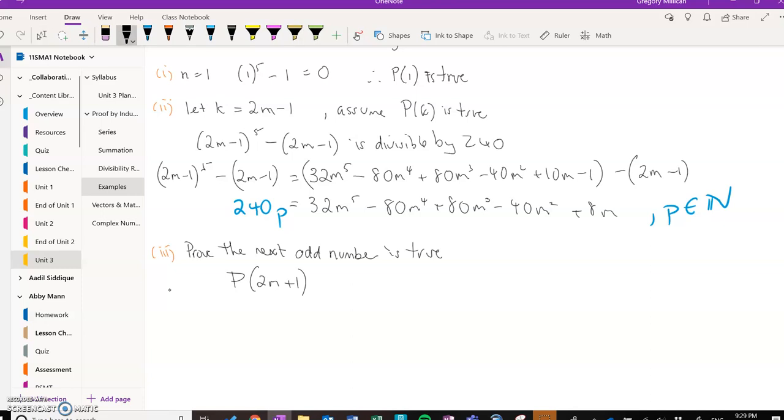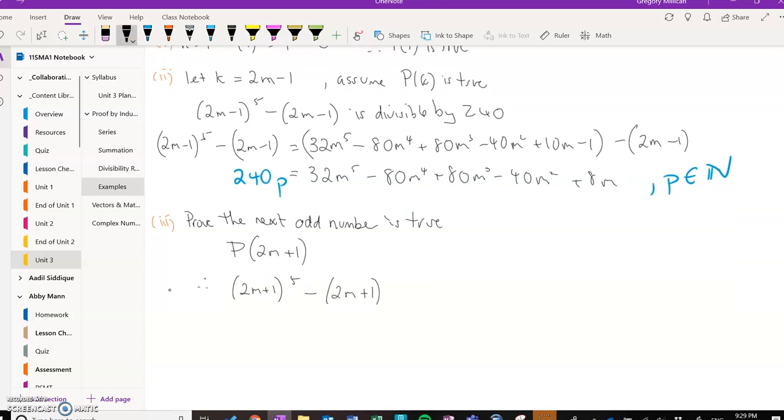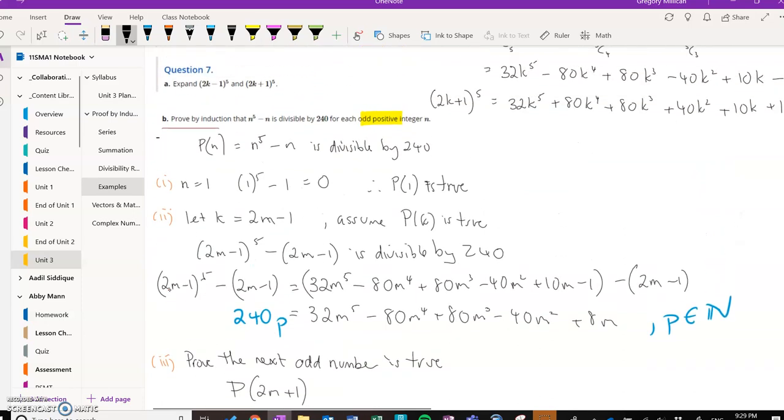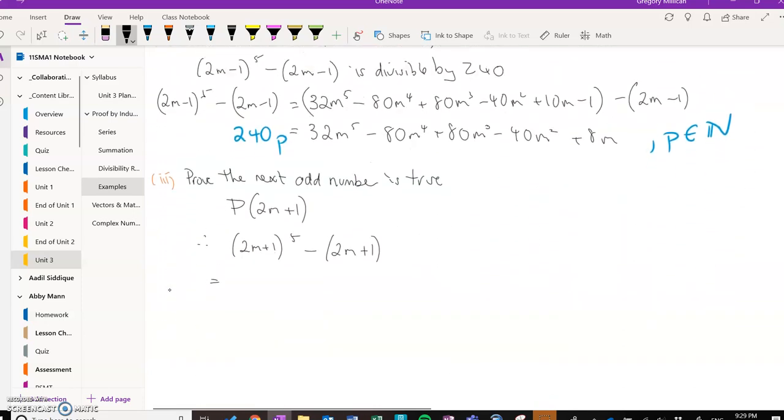So we're going to try that. So therefore, (2m plus 1) to the power of 5 minus (2m plus 1). We're going to see what that looks like, so we'll expand that out. Again, we're going to use that up there, so it's the same except they're all pluses. So we've got 32m^5 plus 80m^4 plus 80m^3 plus 40m^2 plus 10m plus 1, minus 2m plus 1.